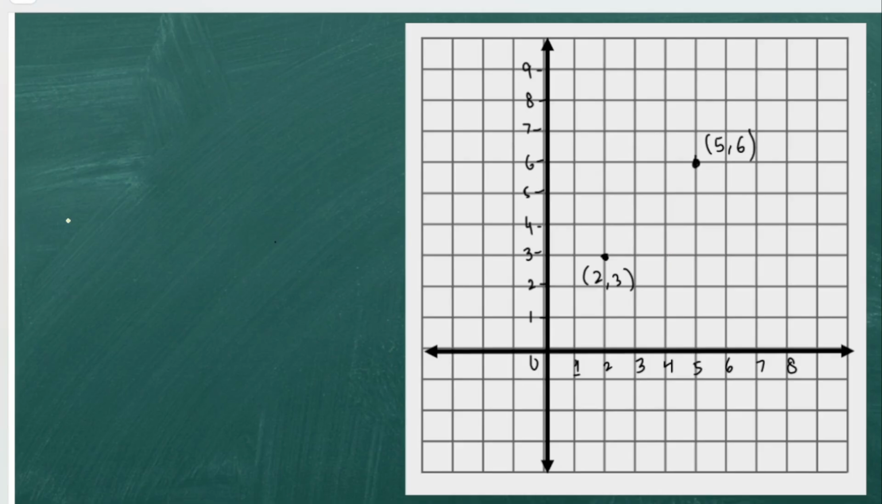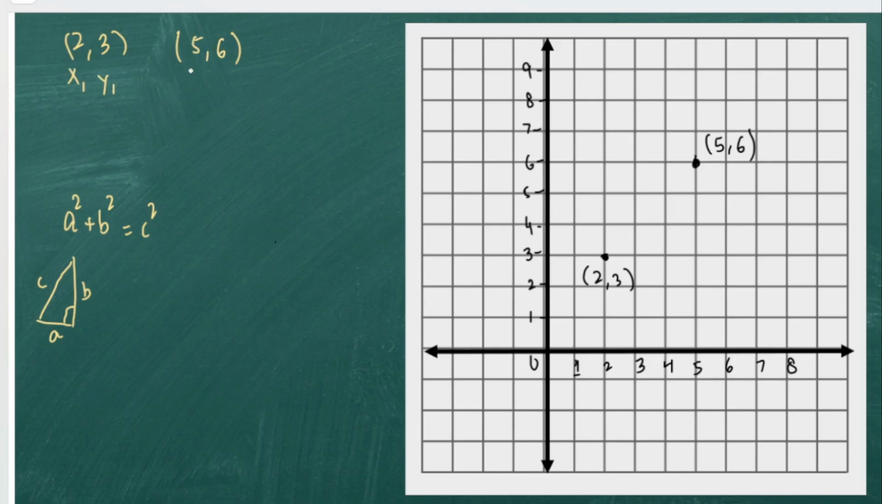And we know that the Pythagorean theorem is a squared plus b squared equals c squared, where if this is a right angle triangle, then this is a, this is b, and this c is the hypotenuse. Now my 2 points are 2, 3 and 5, 6. Let's name the points as x1, y1, and this is x2, y2. So I need to find the distance between these 2 points. Let's join these 2 points.